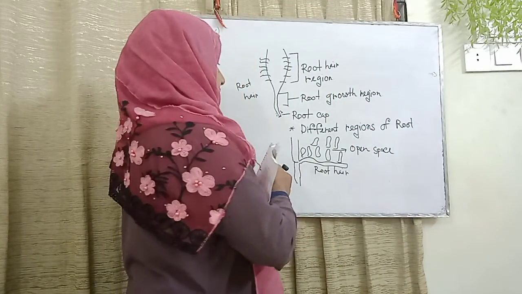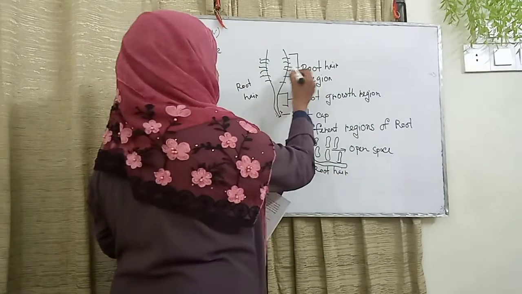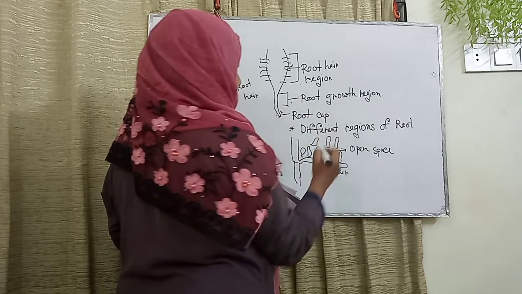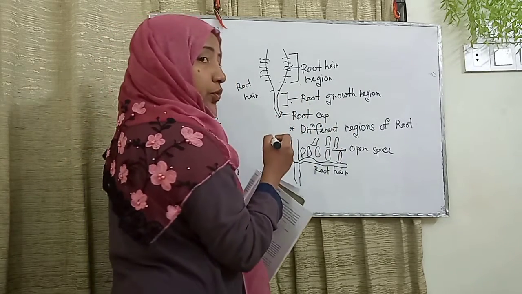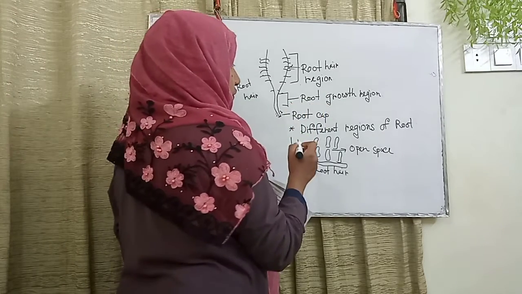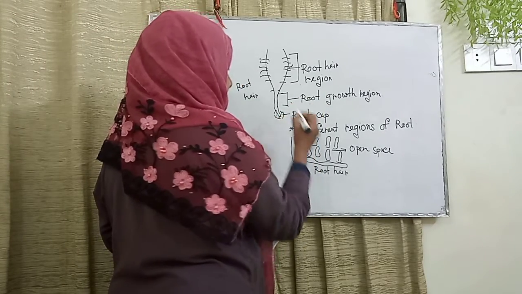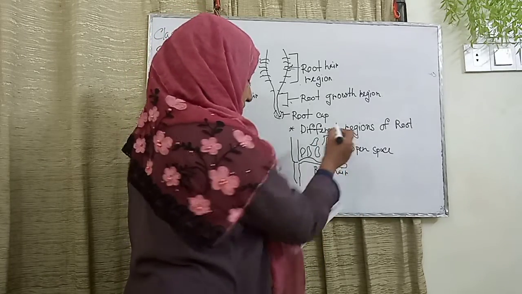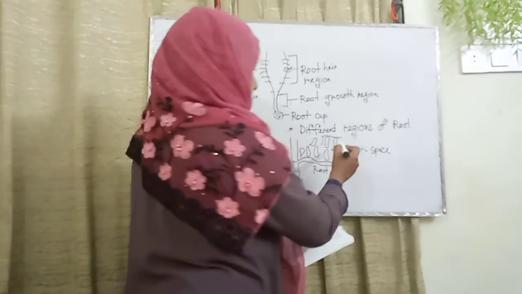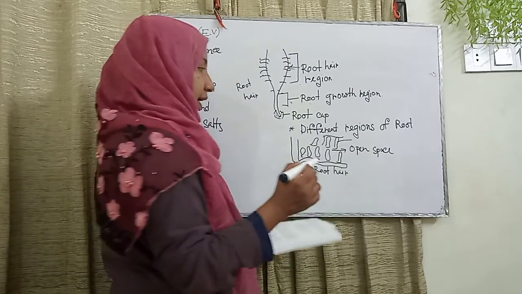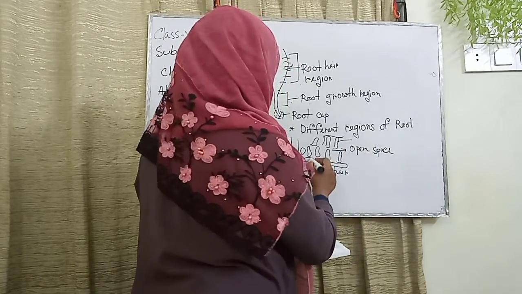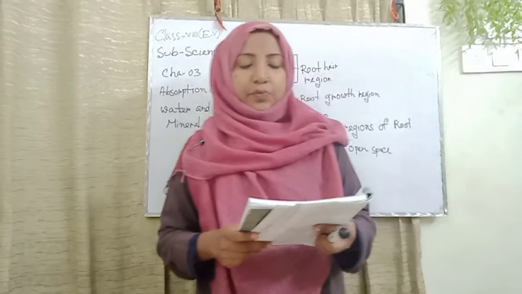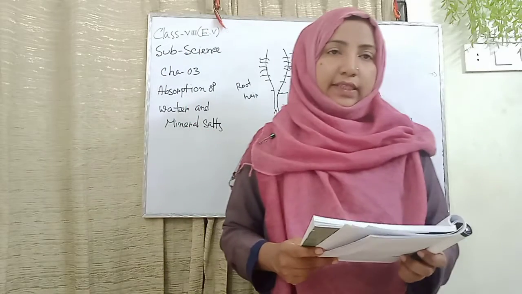I just drew the root hair. This structure is the root hair and the root hair region, and second is the root growth region. There is no root hair here, but it is the root growth region, and this structure is the root cap. Another structure is the capillary water, and this structure is the soil particle and the open space, and this structure is the root hair.